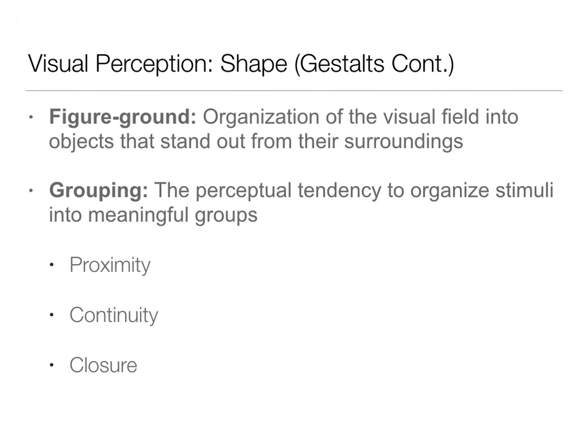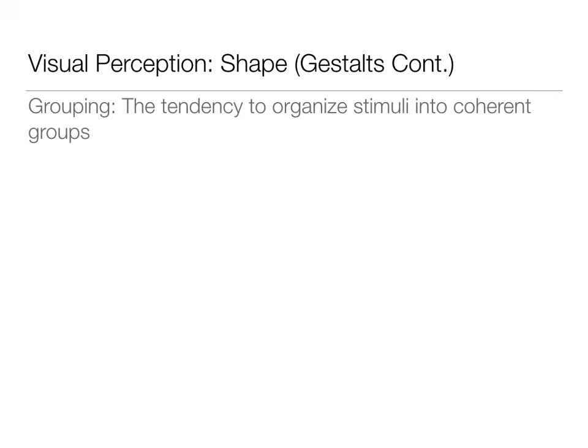So again, figure to ground is one way Gestalts talk about organizing the visual field into objects that stand out from their surroundings. Another way that they talk about doing this is through grouping. And this is how we organize stimuli in our visual field and what we're seeing into meaningful groups. And we'll talk about 3 different kinds of ways to do that. Your book talks about 3. There's more than this, and so I'll allude to some others in a second. But the 3 that we're really going to focus on, and your book does a good job of that, is proximity, continuity, and closure.